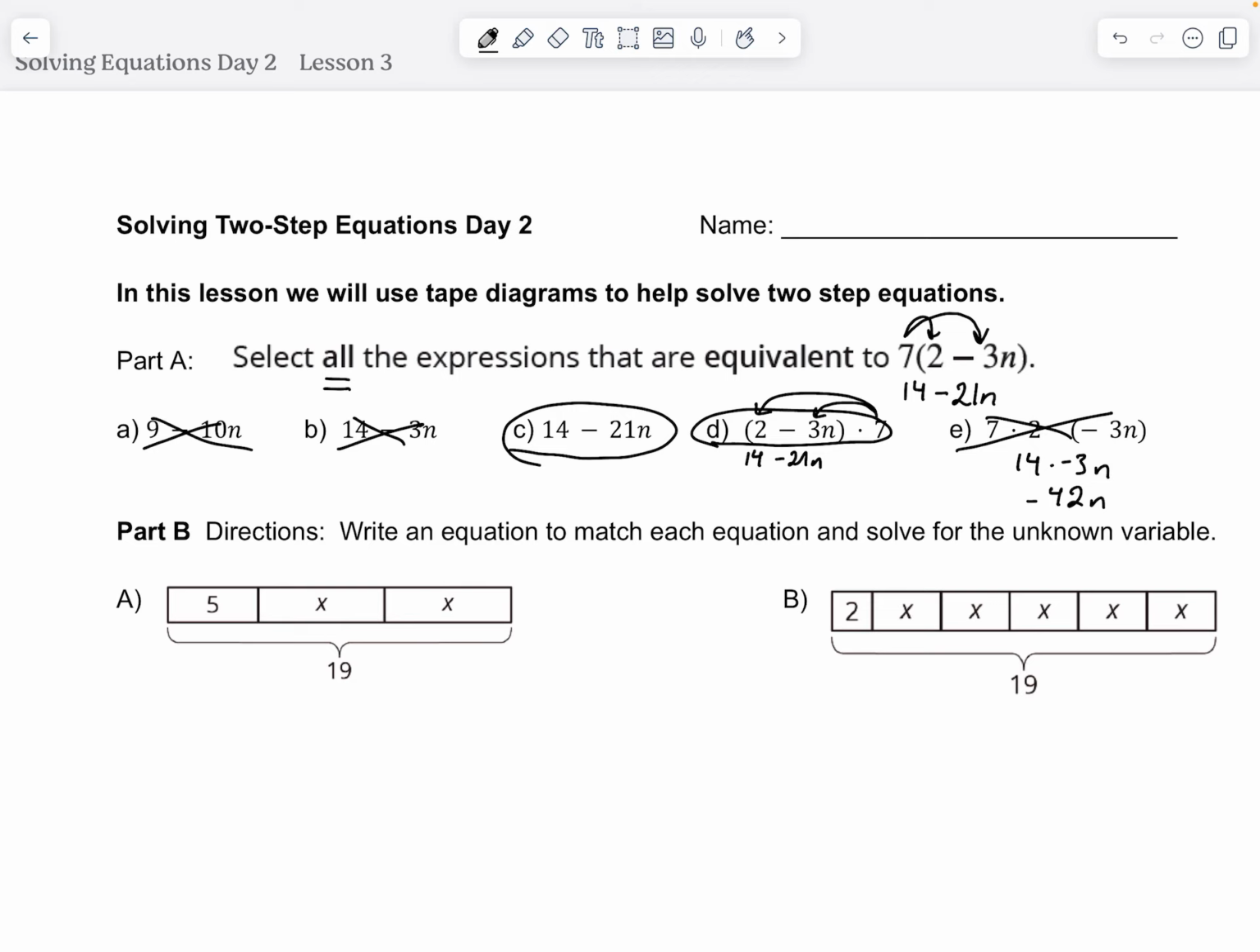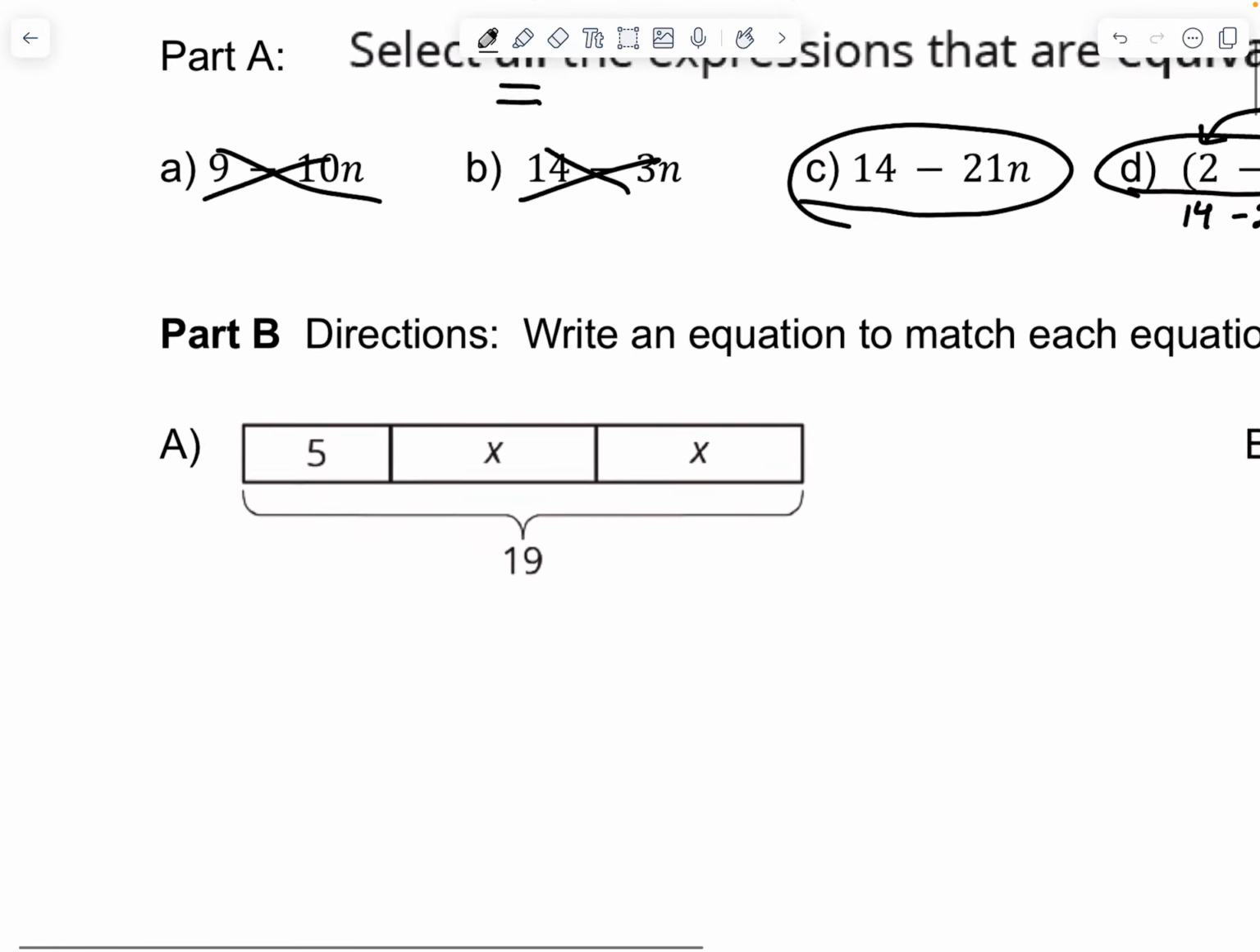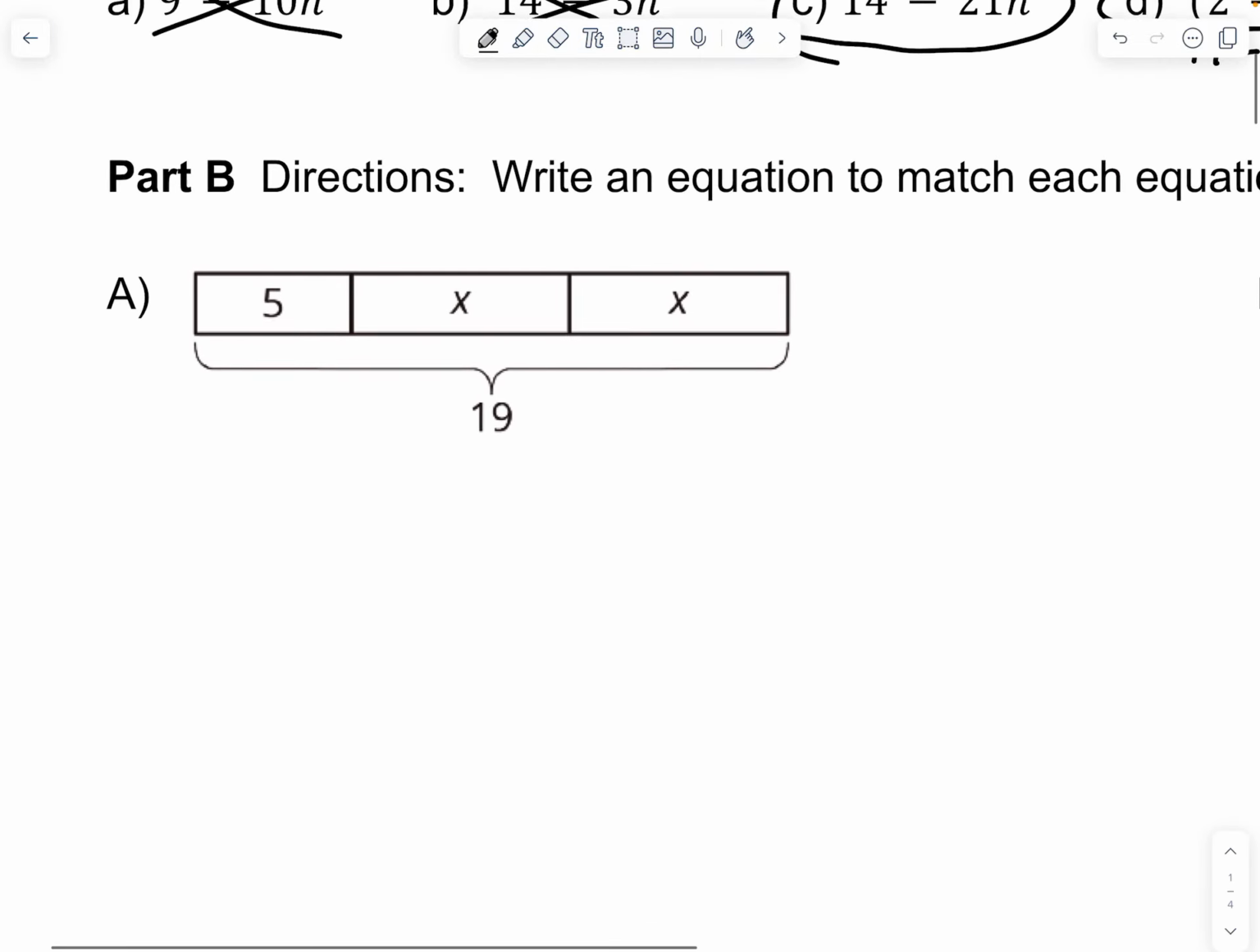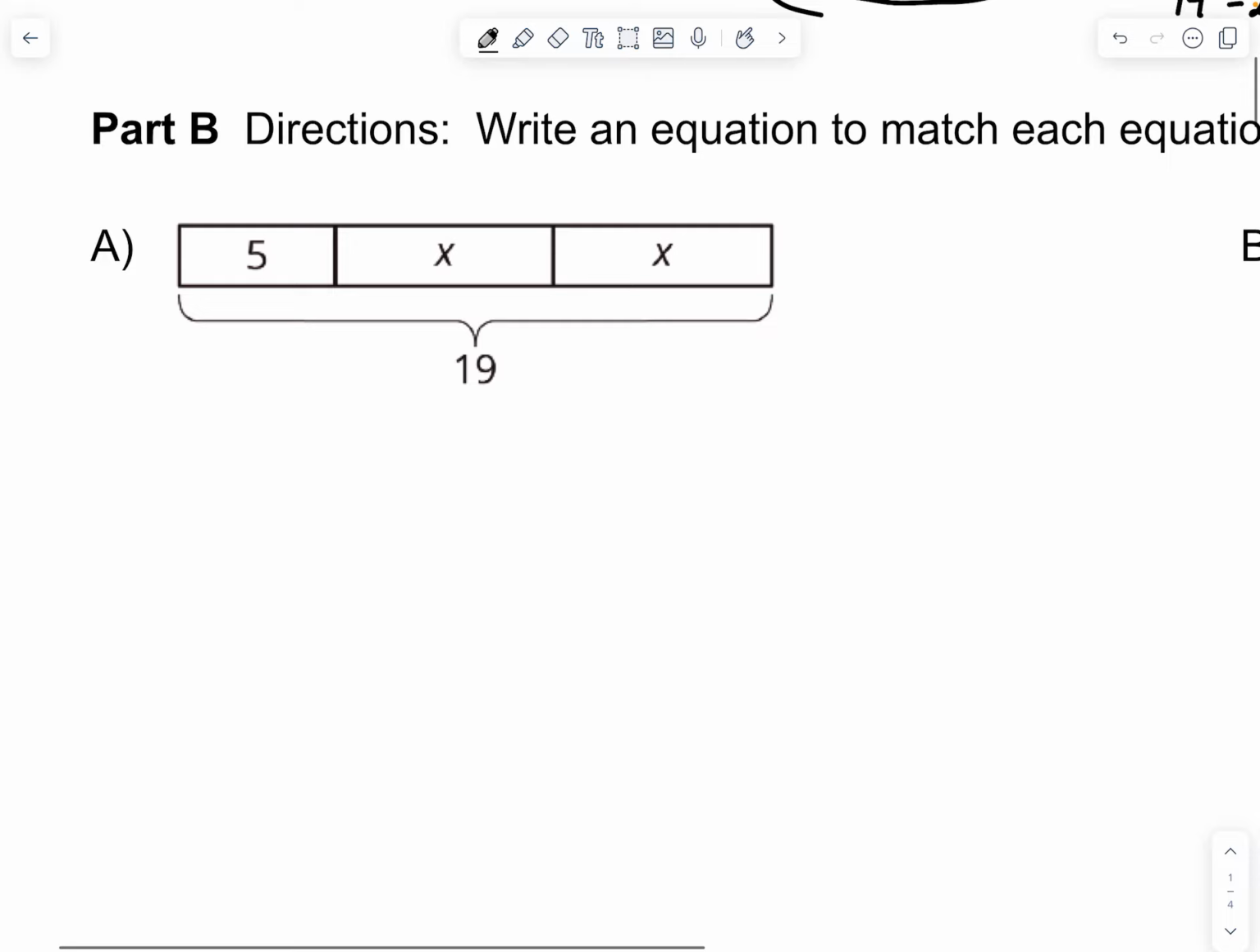Part B, write an equation to match each diagram and solve for the unknown variable. So basically we're taking a tape diagram and converting it to an equation and then solving for the variable. So I'm going to read these left to right. We have 5 and 2 x's. That whole thing is equal to 19. So I can write it like this: 5 plus 2x equals 19.